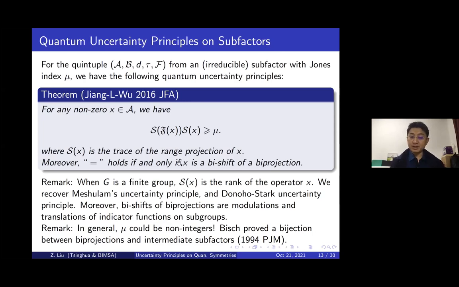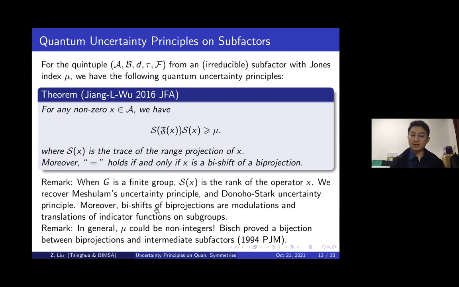Another very interesting part is that we can characterize the equality. The equality holds if and only if this operator X is a bi-shift of a biprojection. For the group case, what's that? The bi-shifts of biprojections are modulations and translations of the indicator function of subgroups. You take a subgroup, and translation means you move from the subgroup to cosets. Modulation means you do this in the dual space: you take group elements in the dual, which correspond to multiplying by a character in the original space.